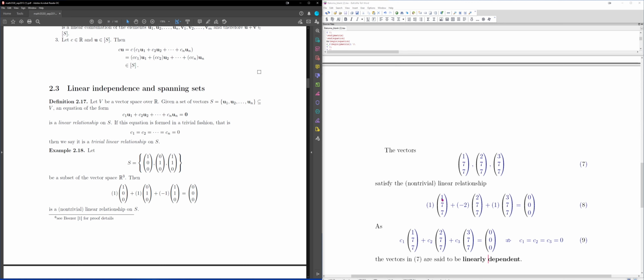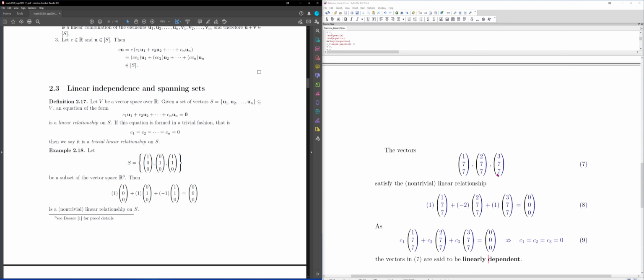When you multiply this out, you'll have a 1 over here, a -4 over here, plus a 3, that would give you 0, right? And here I'd have 7, plus 7 over here, -14, so I get 0 here. And same thing over here, right? 7 plus 7 minus 14 is 0. Okay, so for these three vectors, I have a non-trivial linear relationship.